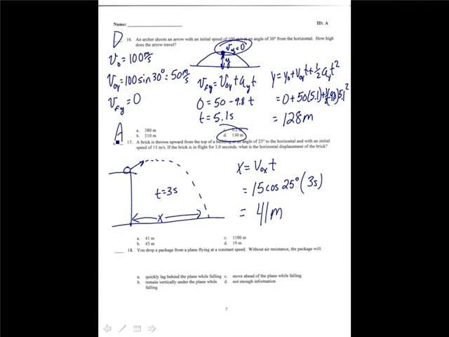You drop a package from a plane flying at a constant speed. Without air resistance, the package will remain vertically under the plane while falling.